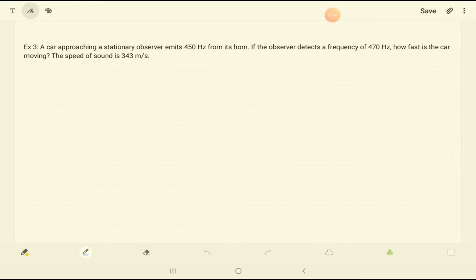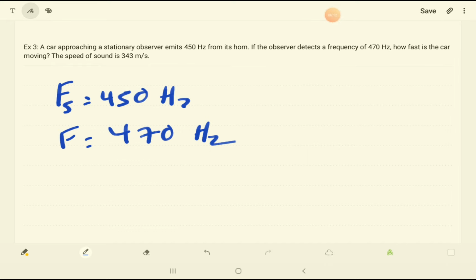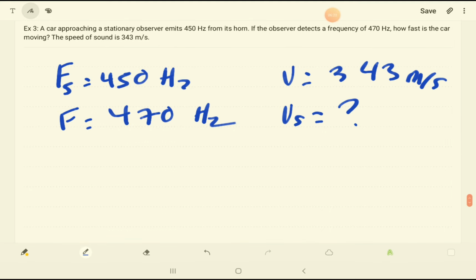Okay, so first we're going to write down everything that we have. A car approaching a stationary observer emits 450 hertz from its horn. That's not what's actually heard. So we have our true frequency of 450 hertz. Now we're also given an apparent frequency, right? The observer detects a frequency of 470. And we're given a speed of sound, 343 meters per second. What we don't know, and what we're trying to look for, is the speed of the source.